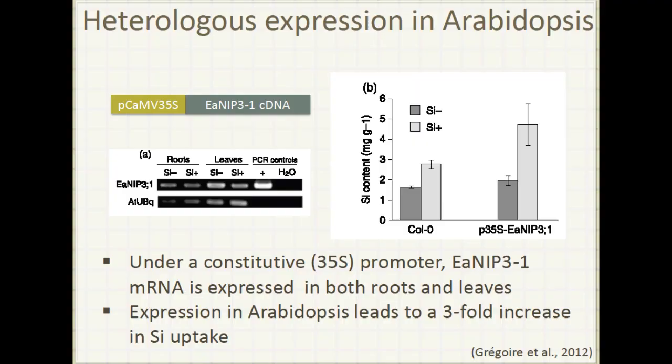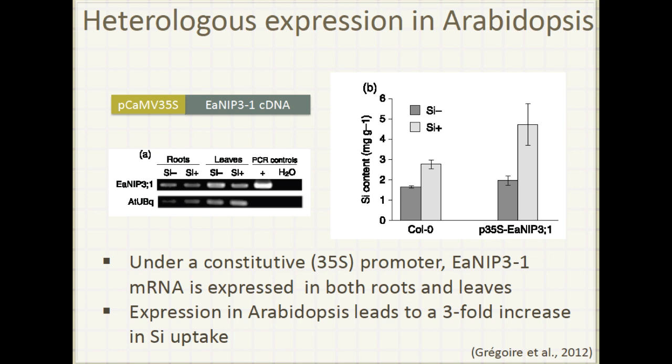So then frog eggs, they're nice, but they're not really a plant, and so we decided to put this into a plant. In this case, we chose Arabidopsis to do this heterologous work. We took the NIP3.1 cDNA from horsetail and attached that to a constitutive promoter that's going to be expressed in most cell types in Arabidopsis. When you look at either roots or leaves, you'll see here the presence of the mRNA, so the gene is being expressed in both roots and leaves under this promoter.